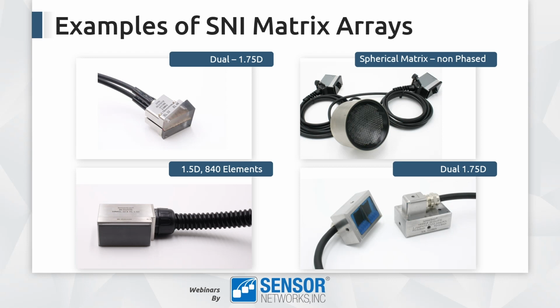So this slide shows you some of the different types of arrays that we've made here at Sensor Networks. Two of the photos, in the upper left and lower right, show you dual, we'll call them 1.75D arrays, because the elevation dimension is a little bigger than the azimuth dimension. But these are sort of two different dual matrix array transducers for power generation inspection. The lower left shows you a high element count 1.5D array for forging inspection.